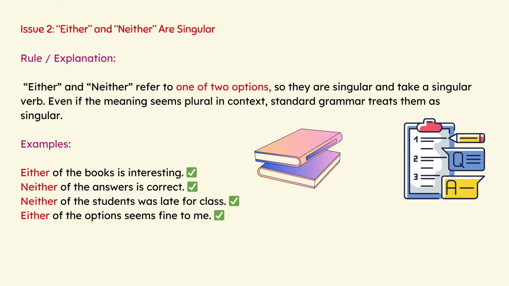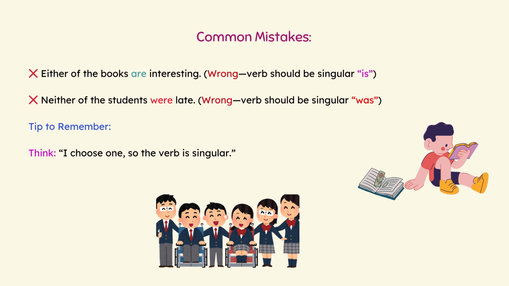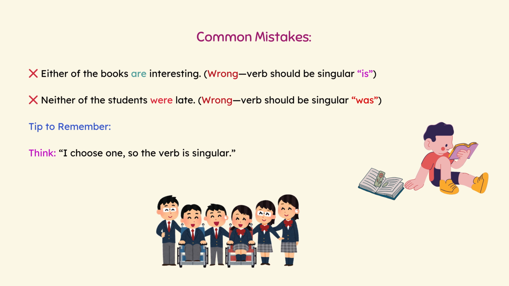Let us look at some common mistakes with either and neither. Either of the books are interesting. This is wrong because either refers to one book, so the verb should be singular, is. Neither of the students were late. This is wrong because neither refers to not one student, so the verb should be singular, was. Tip to remember: think, I choose one, so the verb is singular. Whenever you use either or neither, make sure the verb is singular.